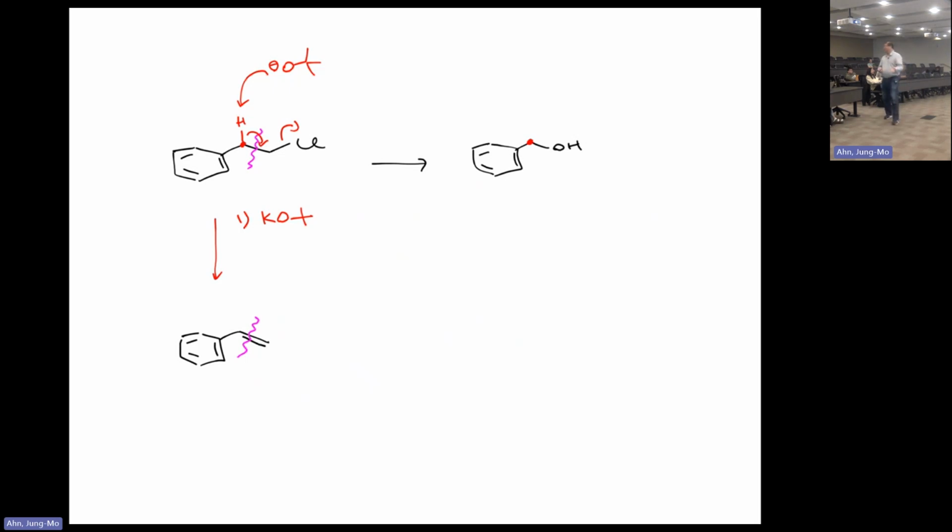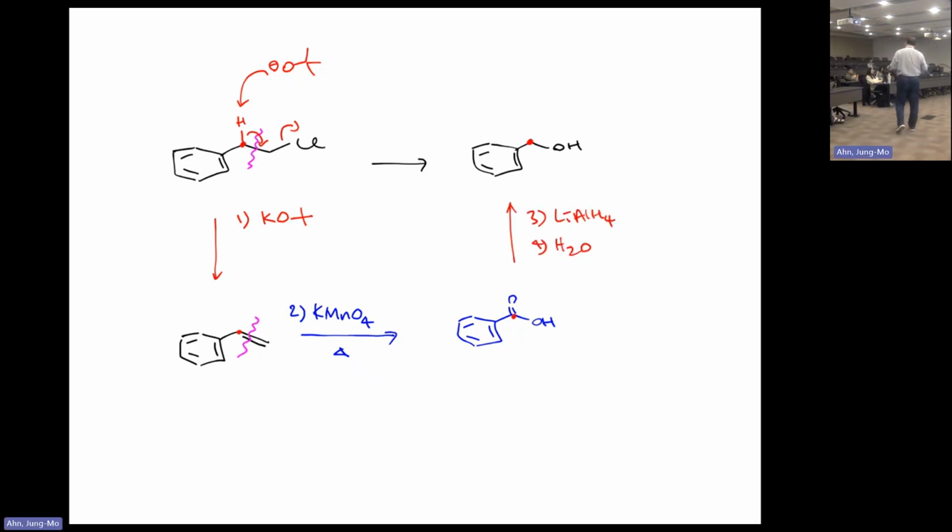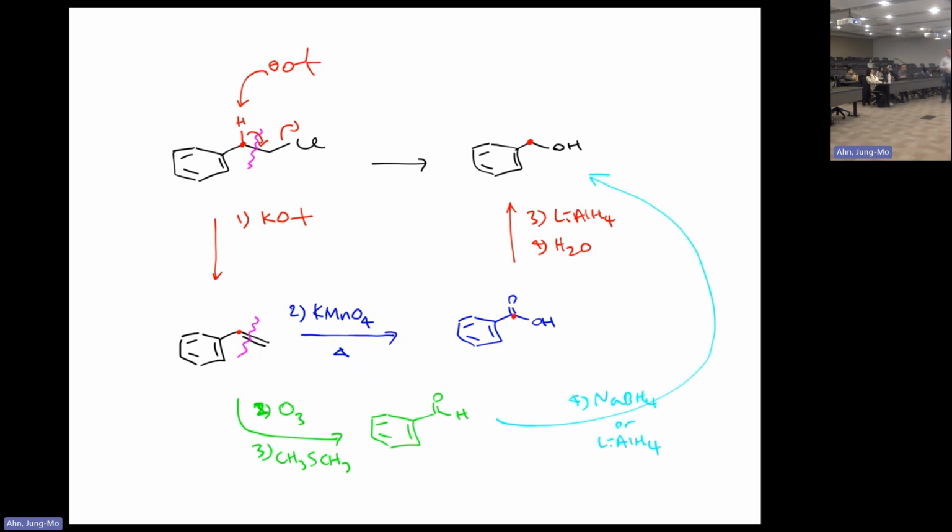What would you use to cleave that? You can use permanganate. If you do that, you get the carboxylic acid. Do I know any reaction to convert a carboxylic acid to a primary alcohol? It has to be lithium aluminum hydride, not sodium borohydride, because it's a carboxylic acid. But that's not the only way. If you do ozonolysis, you can create the aldehyde. For the aldehyde, you can use sodium borohydride or lithium aluminum hydride, depending on what you use.